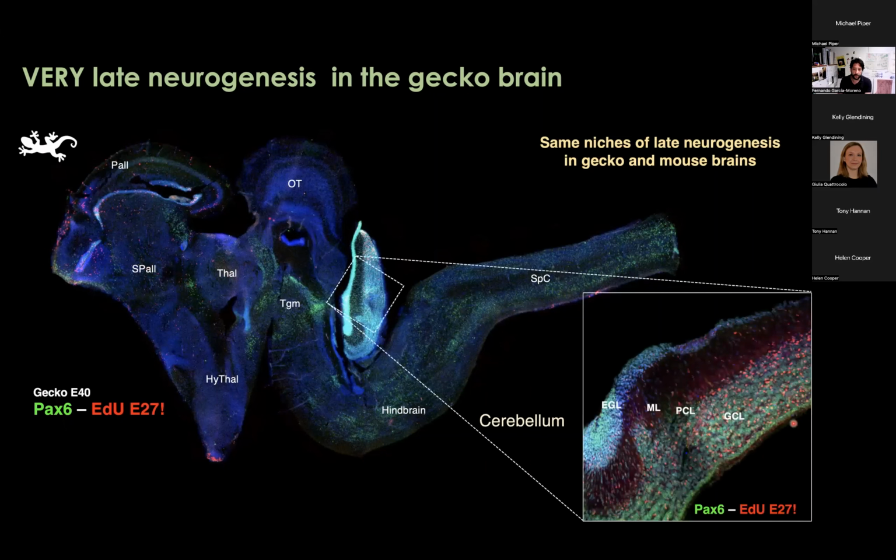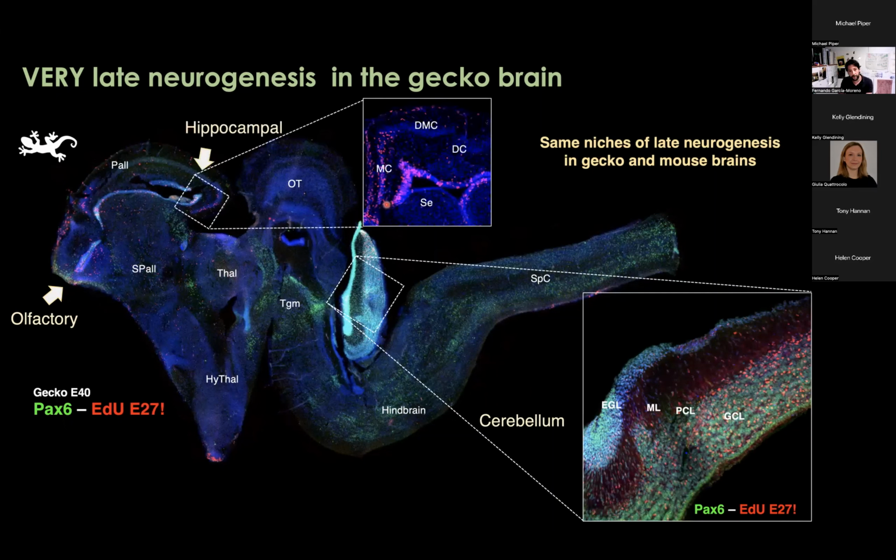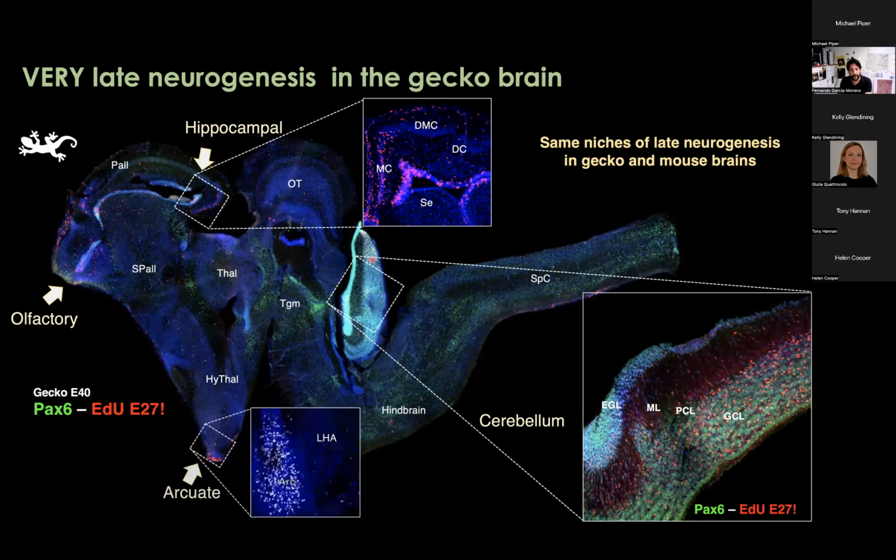These are, of course, the granular layer of the cerebellum, the olfactory regions related to the olfactory bulb, which is not appearing here. The olfactory bulb is quite distant from this area. It doesn't appear on the photograph, but neurons are generated there. Also, in the medial side of the cortex, in the medial cortex, this is homologous to the dentate gyrus of mouse. And also, finally, in the arcuate nucleus of the hypothalamus. And these 4 regions are the main 4 regions of late neurogenesis, late postnatal neurogenesis, or even adult neurogenesis in mice. So the same conservation of late neurogenesis is appearing here in the gecko brain.